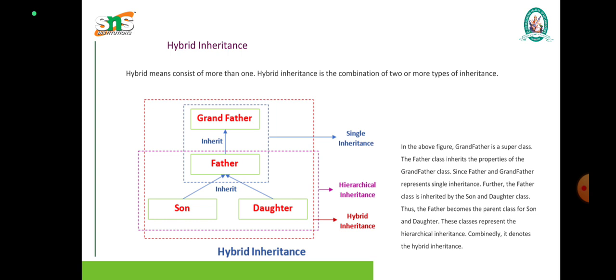So here the example given is a grandfather, father, and then son or daughter. In the above figure, grandfather is a superclass. The father class inherits the properties of the grandfather class. Since the father and grandfather represent a single inheritance, further the father class is inherited by son and daughter. Thus the father becomes the parent class for son and daughter. These classes represent the hierarchical inheritance. So the combination of hierarchical inheritance and single inheritance is called hybrid inheritance.